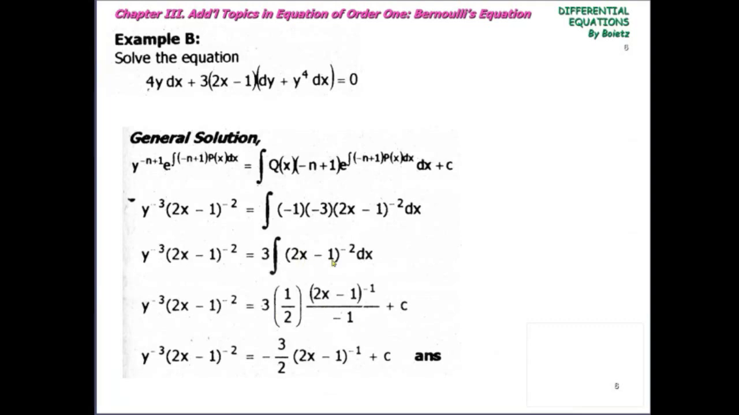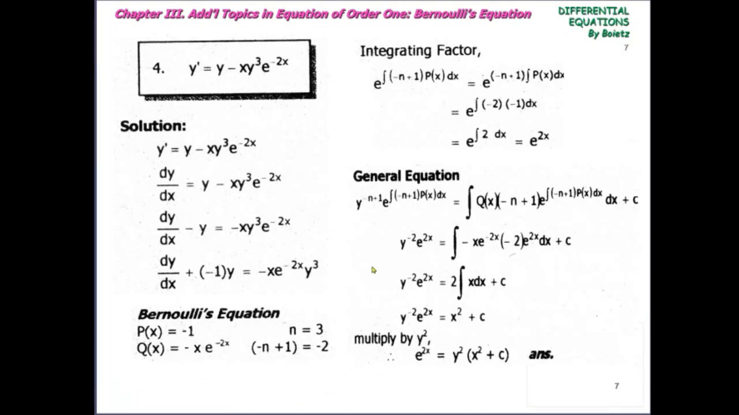Your u is 2x minus 1. Your du is 2 dx. O, walang 2 doon kaya nagkaroon ng 1 half. And this one, simplify mo lang. And this one is your final answer. Okay? So, parang solution lang. Meron lang general, parang linear equation natin. Meron siyang general formula. So, this one, here, medyo diniretso ko na.